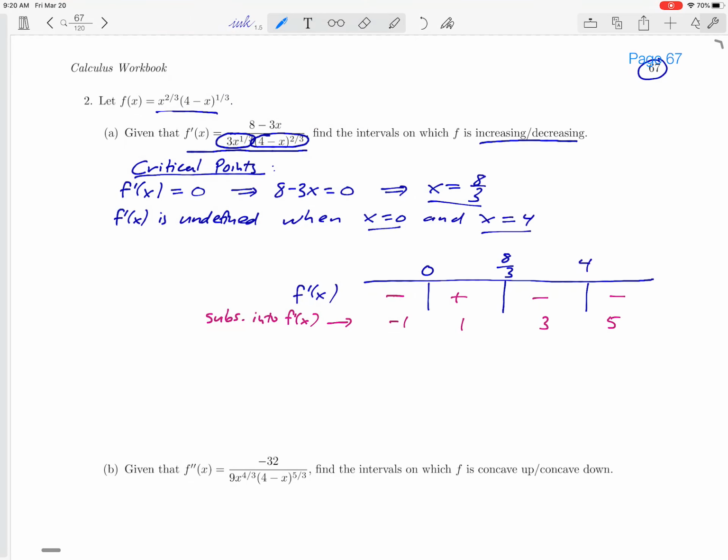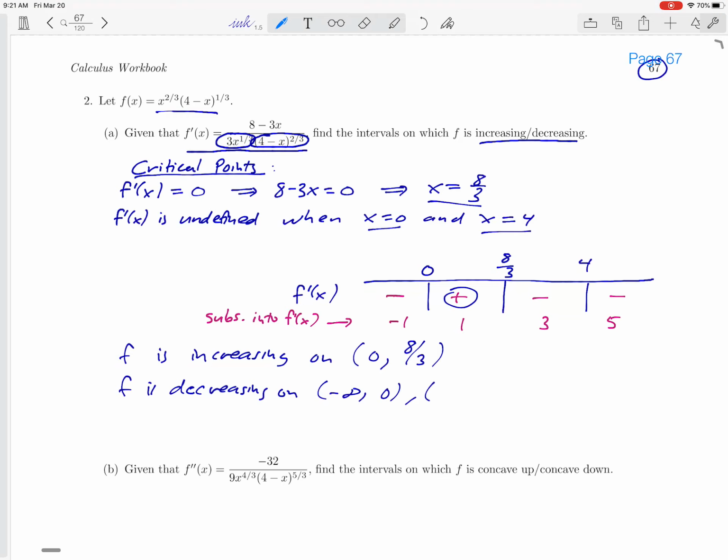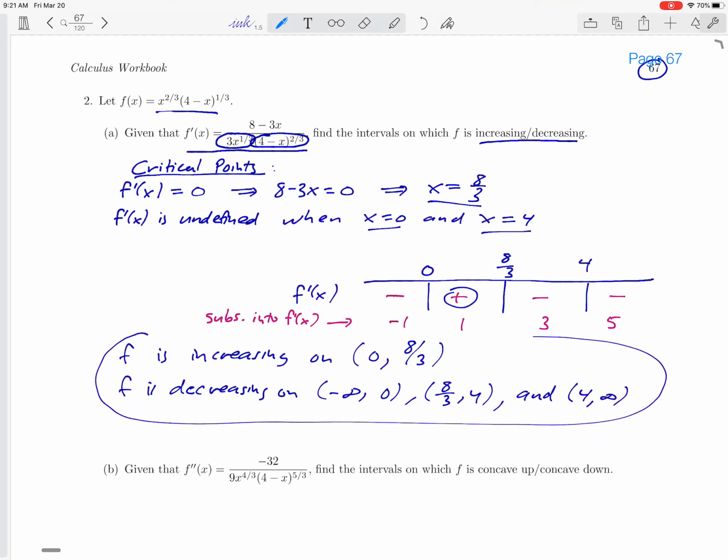All right, and with those signs, we should be able to answer the question that they're asking us. Okay, where is f increasing or decreasing? Well, it's going to be increasing everywhere that we see a plus sign. And it looks like there's only one place where that's true. Okay, from x equals 0 to x equals 8/3, and then we're decreasing everywhere else. Okay, so from negative infinity to 0, 8/3 to 4, and 4 to infinity. Okay, and there's our answer to part A.